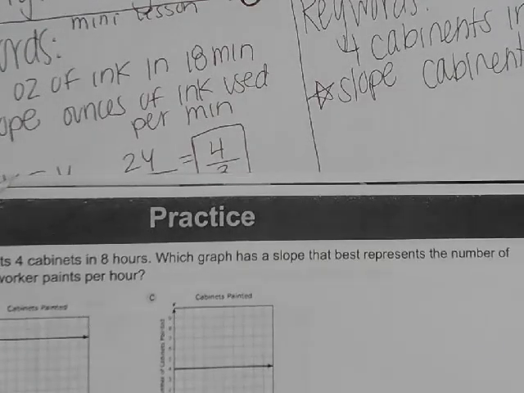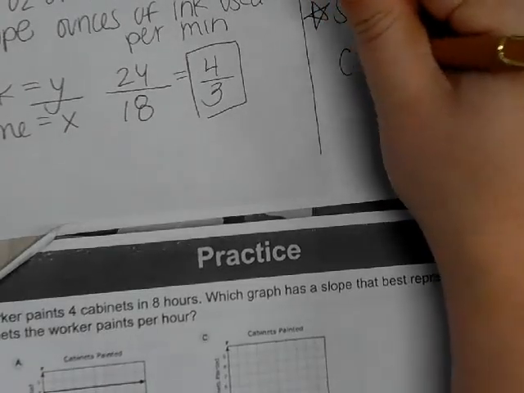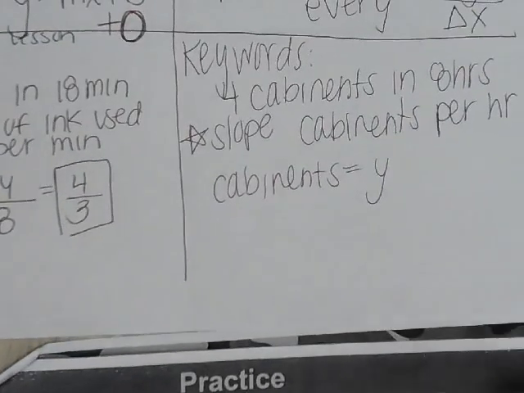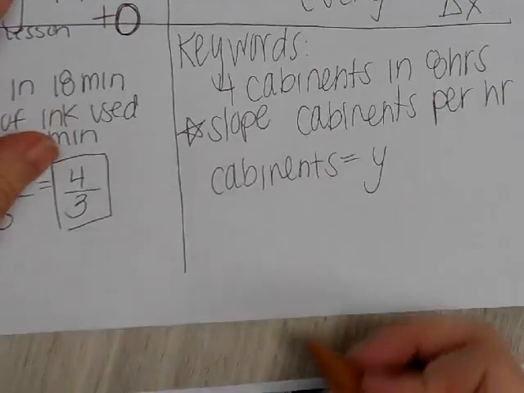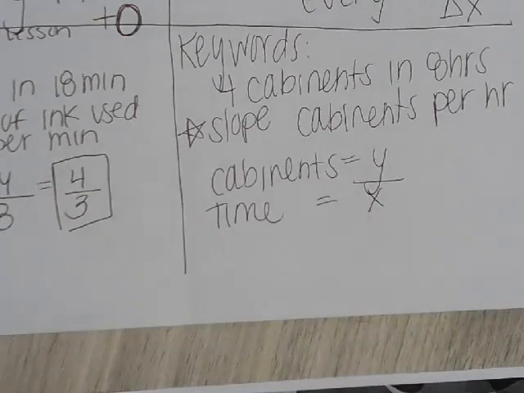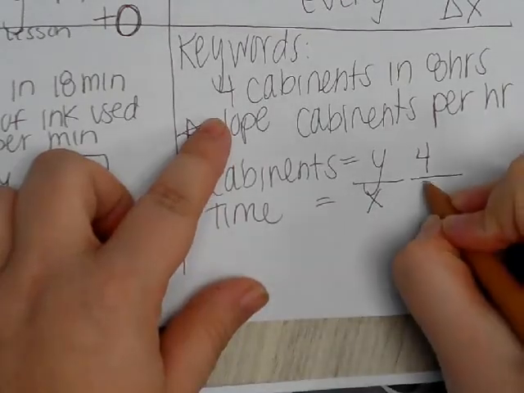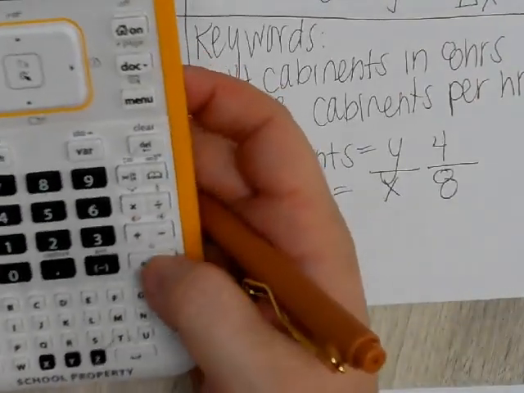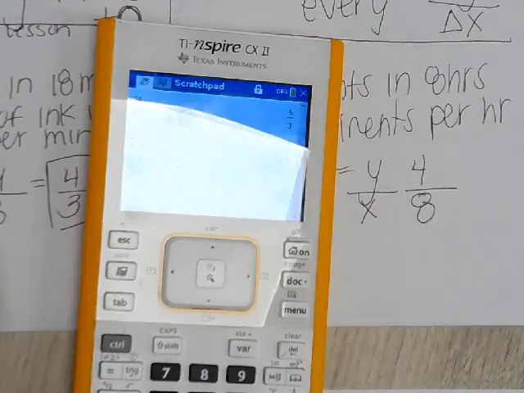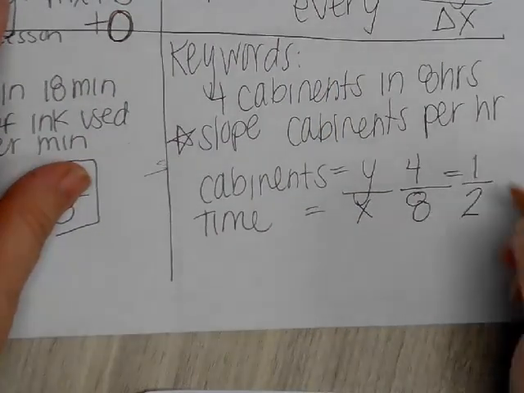Okay, so look at your graph. We have cabinets as my Y and then time as my X. So we have 4 as my Y, 8 as my X. If I simplify that, I get 1/2. So for 1 cabinet, it's going to be 2 hours.